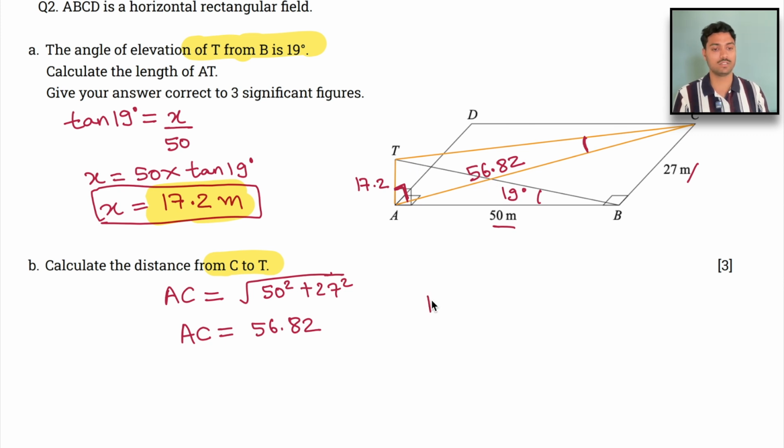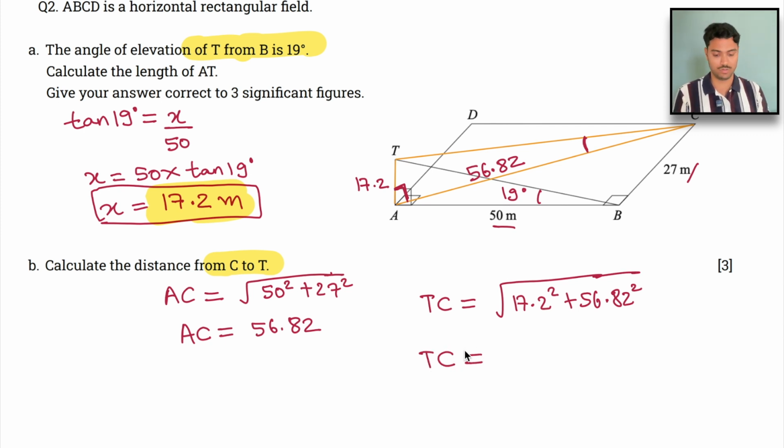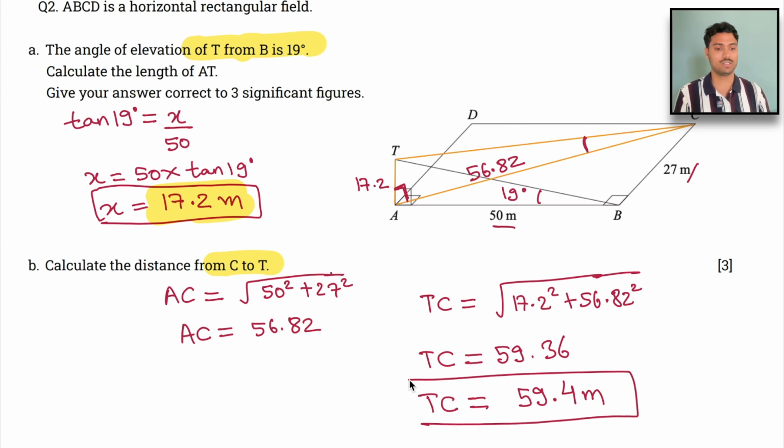So we can again use Pythagoras theorem. TC is going to be under root of 17.2 square plus 56.82 square, and we'll get the length of TC. Let's check. Under root of 17.2 square plus 56.82 square, and the answer is 59.36. Let's write it correct up to 3 significant figures. So the answer will be 59.4 meters, and this will be the length TC, or the distance of C from T. So that's the answer.